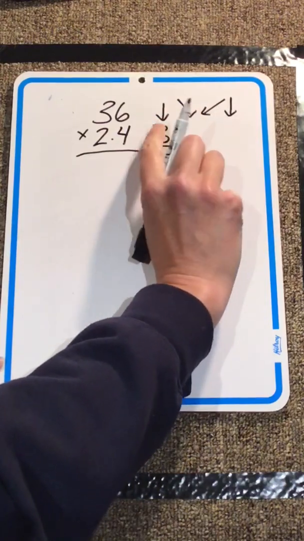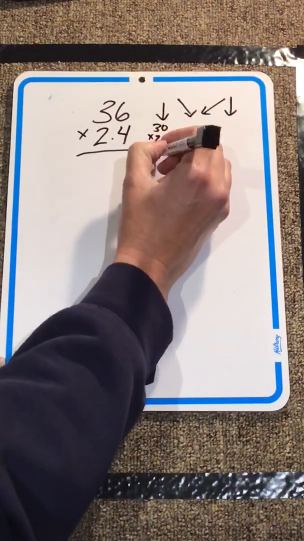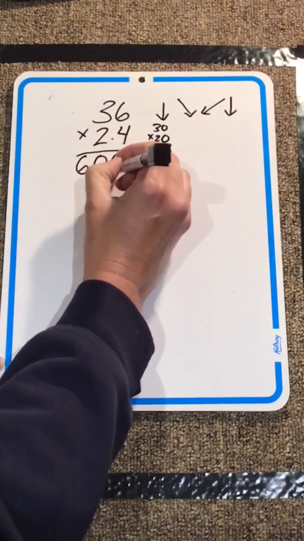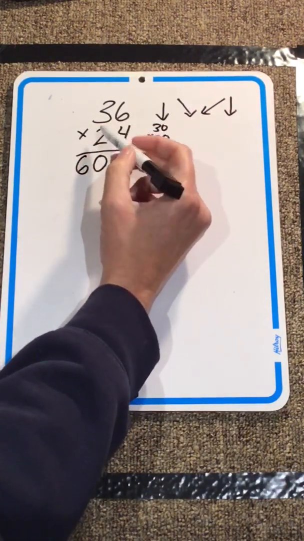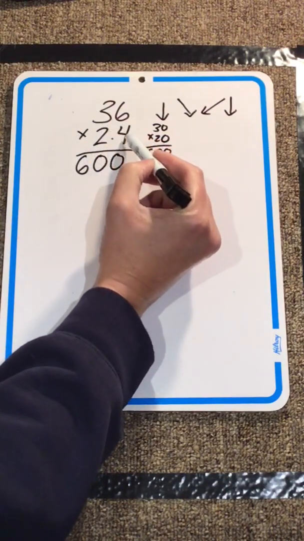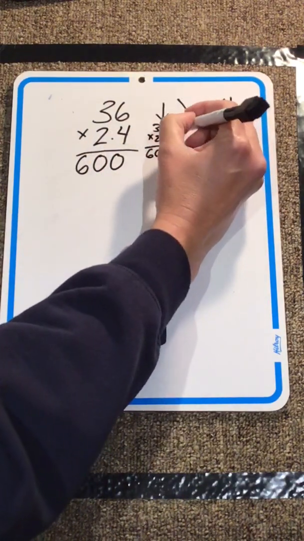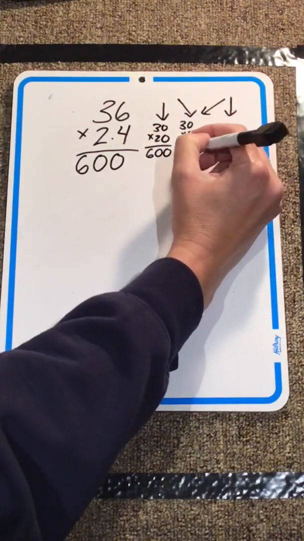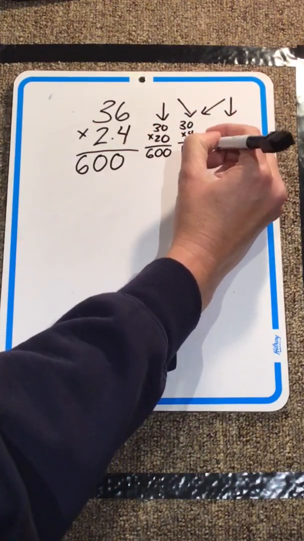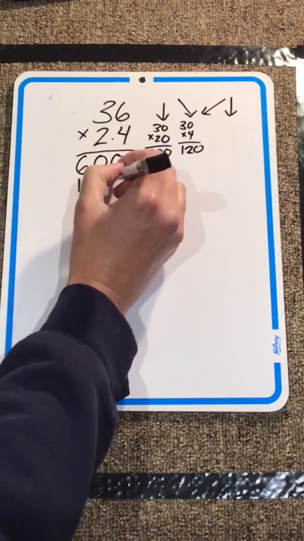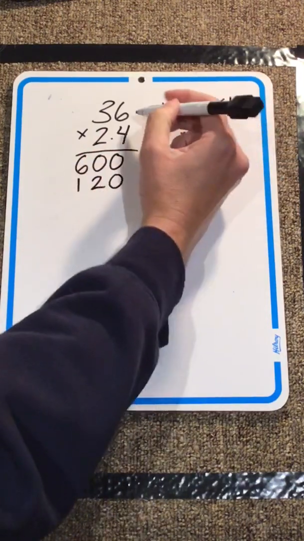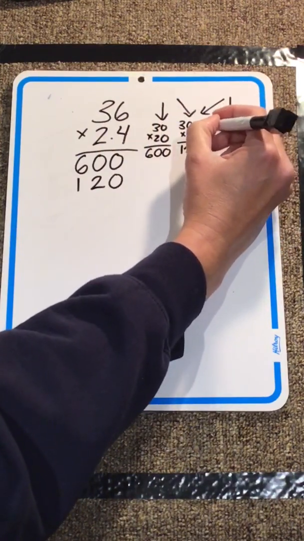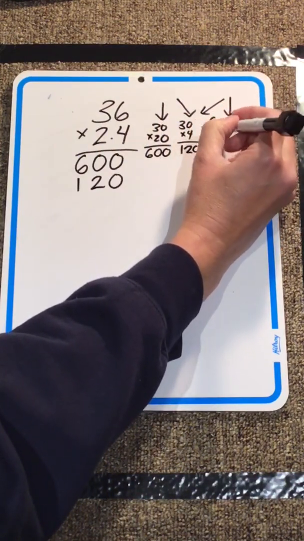Cover up the zeros. 3 times 2 is 6. 2 zeros in my question, 2 zeros in my answer. Line number 1, 600. Alright, then going this way, 30 times 4. Cover up the 0. 3 times 4 is 12. Stick that 0 back on. 120.